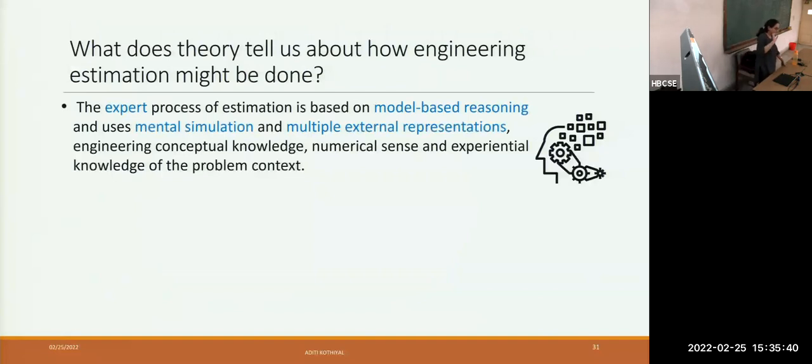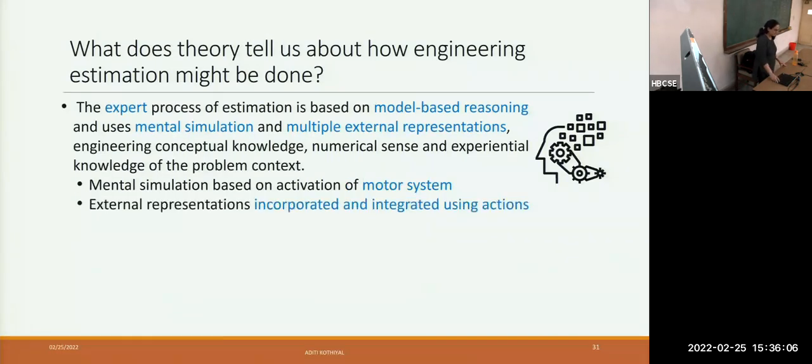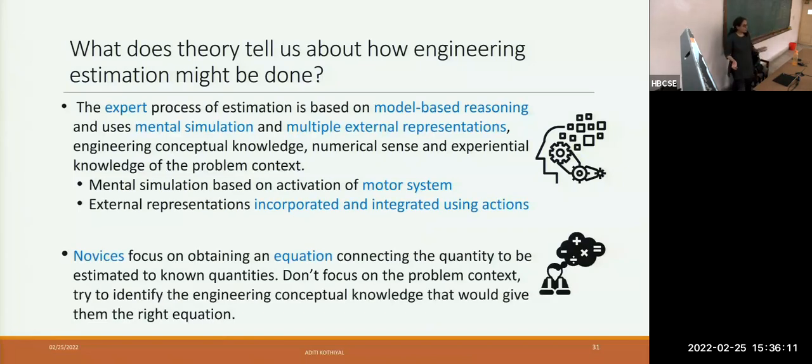The expert process of estimation has to do something with model-based reasoning. Given our embodied and enactive approach, we say that this has to do with mental simulation and the extended approach where external representations are used. Mental simulation is based on the motor system and external representations are incorporated, whereas novices would follow an entirely equation-focused approach, and their first thing will be, let me find an equation.